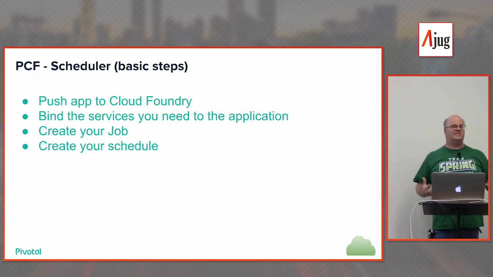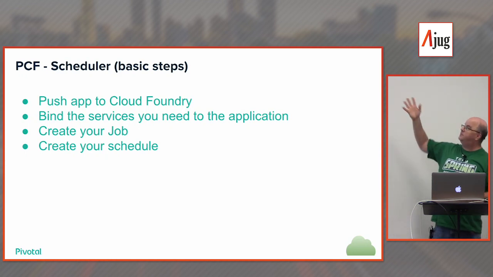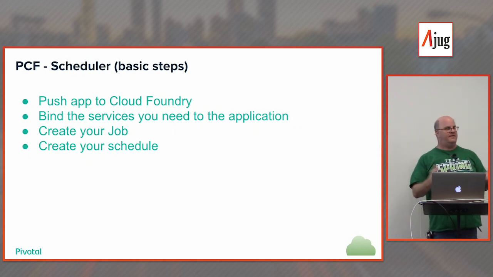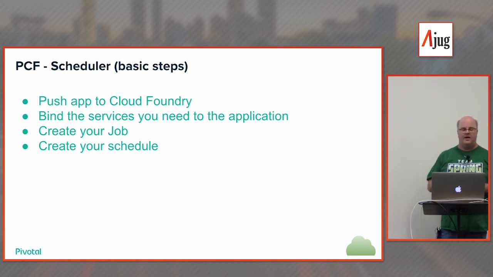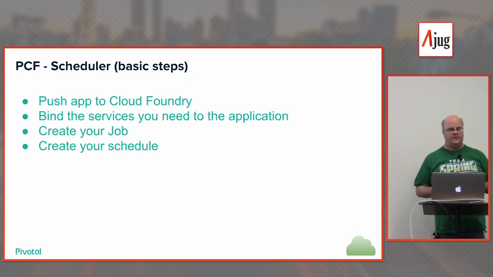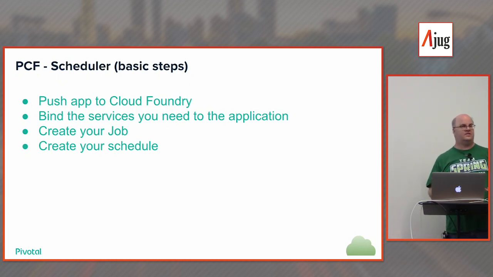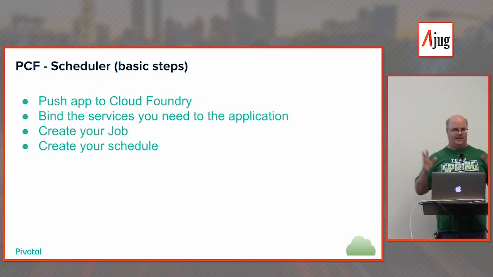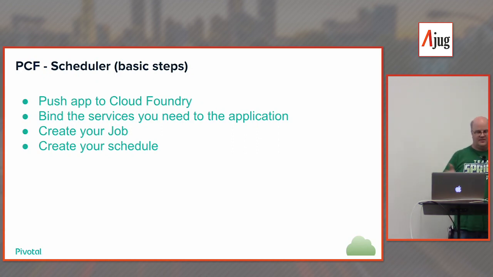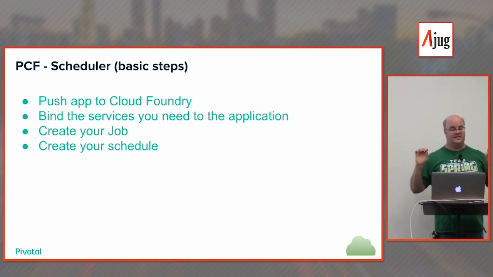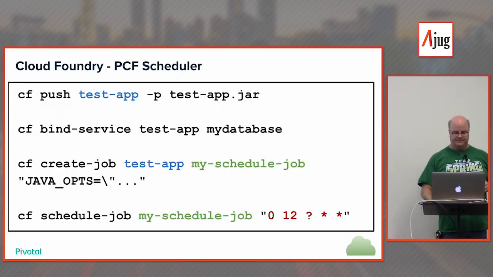Now, what does it look like? If I'm on Cloud Foundry, the first thing I have to do is push the app to Cloud Foundry. So if I have a Java app, I want to push it out there. Then I want to bind the services that the application is going to need. And then I want to create that schedule. In this case, unfortunately, they also call that scheduling process a job. Don't get confused. It's a task. And then you create your schedule for that task.